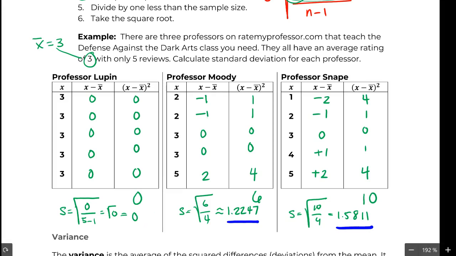We're never, ever going to do this by hand again. If you're ever in a stats class where you're supposed to do this by hand, run the other way as fast as possible because technology should be doing this for you.